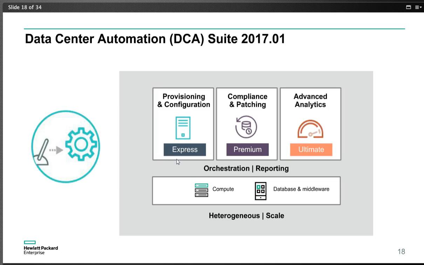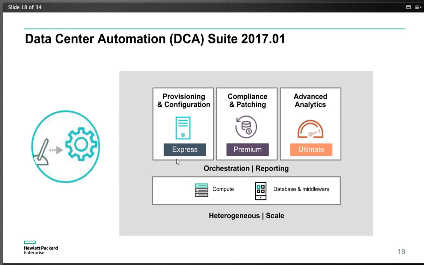Data Center Automation solution from January onwards is now geared around use cases. We've structured the solution in 3 tiers: Express, Premium, and Ultimate. Each of these tiers drives a very specific use case space. Specifically, the Express tier is geared around standing up your infrastructure, which is to say the act of provisioning it, the act of initial configuration of infrastructure.